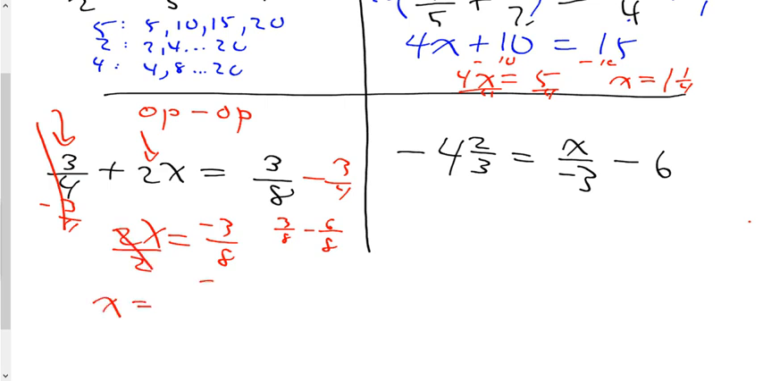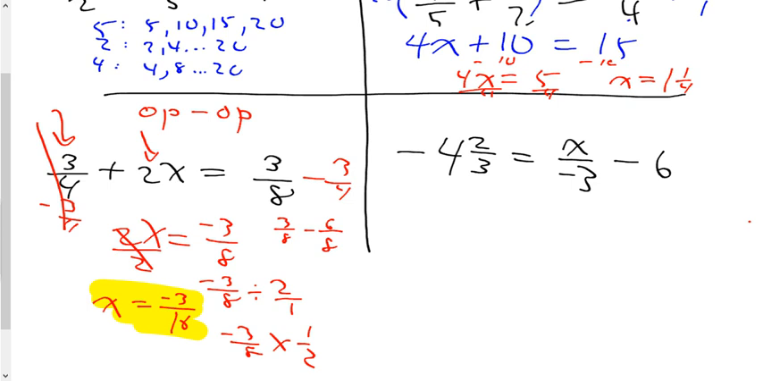What is negative 3/8 divided by 2? What do we do when we divide by whole numbers? We change it to multiplication by the reciprocal. And what's the reciprocal of 2? A half. So we multiply our numerators: negative 3 times 1 is negative 3. And 8 times 2 is 16. So our answer is x equals negative 3/16.